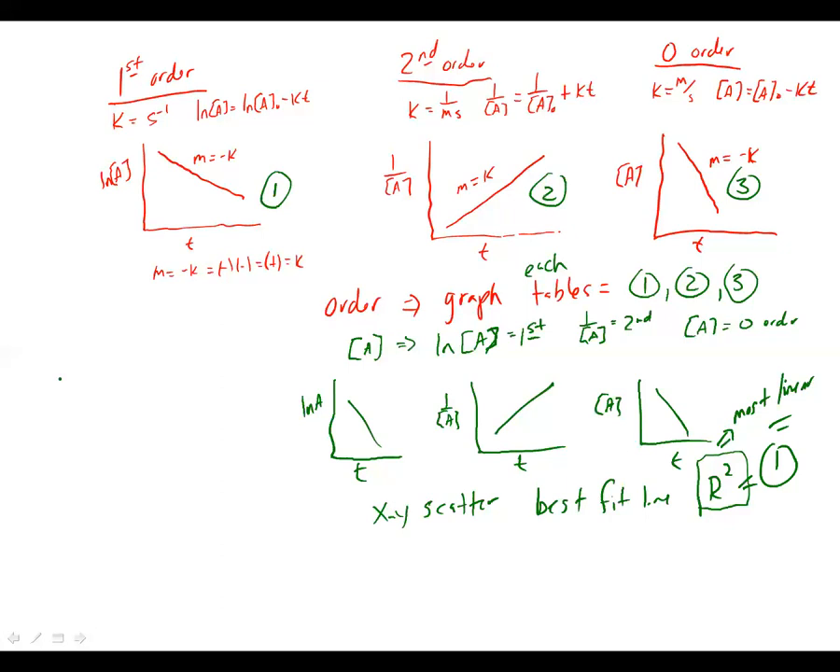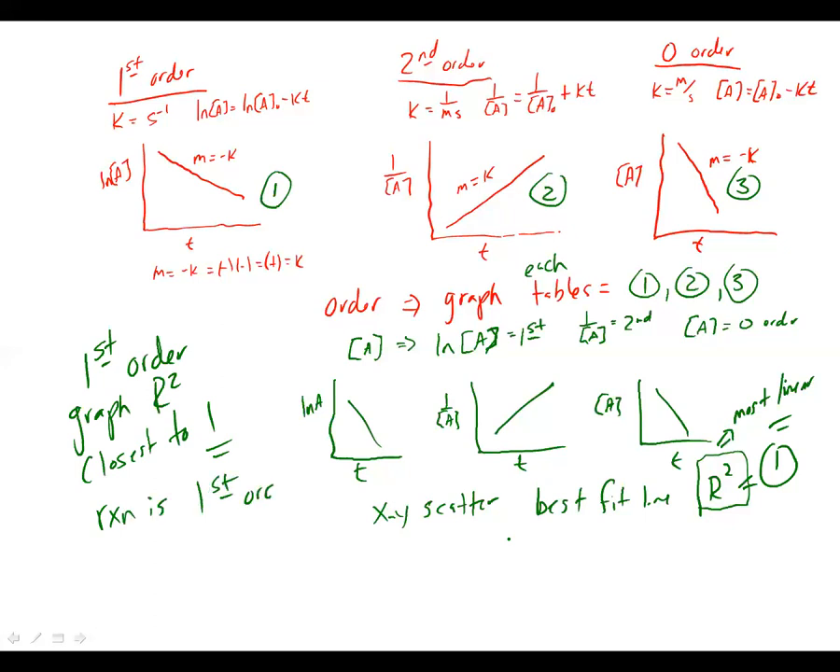And then once you determine, let's just say, for example, that the first order graph had an R squared value closest to one. What that would tell you is that the reaction is first order with respect to this example A. And you can use the slope of that line to get the rate constant. So if it was first order, it would equal minus k. And this k that you get, the rate constant from this graph, is one that you might see with a little prime next to it.